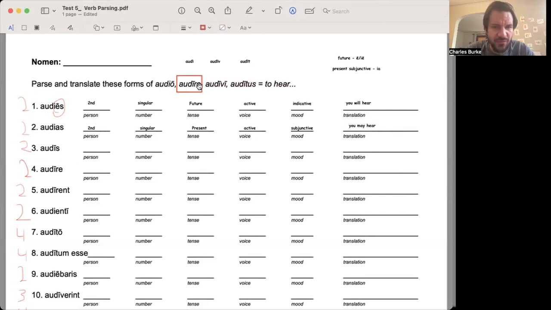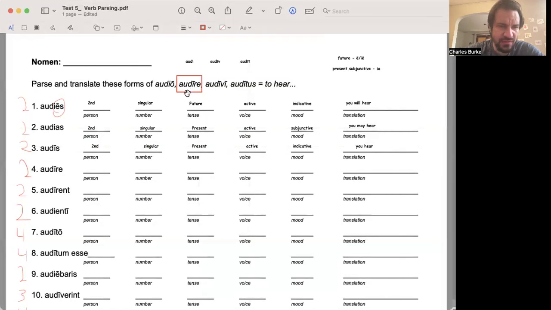Audis. This is just second principal part minus the RE. You get audi with the S ending. No vowel shift, no nothing. So this is just your present indicative. Remember, indicative is your default mood. Again, the S means that it's active, because for present, imperfect, and future you look at the ending to determine if it's active. The S also means it's second singular. So these first three were meant to contrast with each other to make sure you understand how to read the vowels for a fourth conjugation verb.